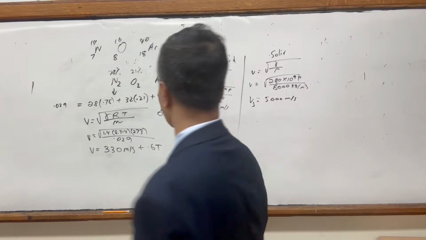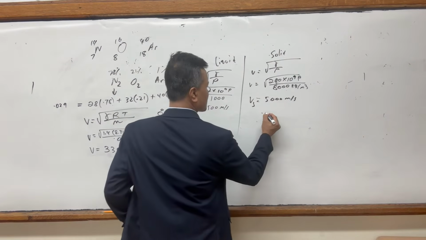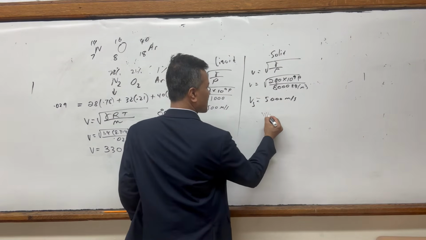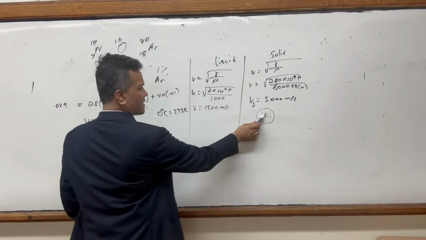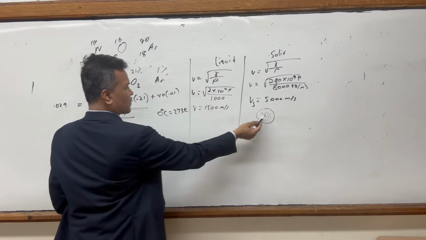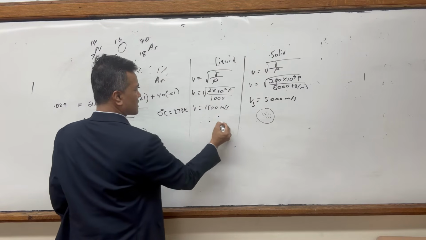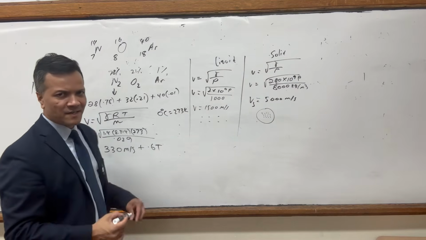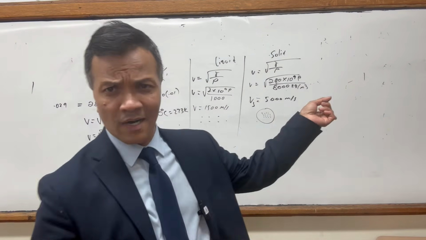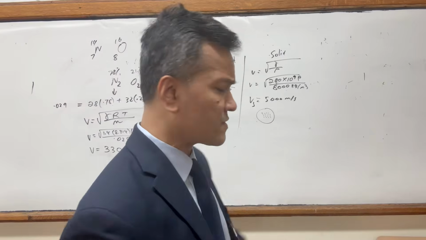Now you see that this one has greater velocity because the molecules are very close to each other. In this one, molecules are not that close to each other. In this one, molecules are very far from each other. That's the reason the velocity of sound is more and less, the way you see it.